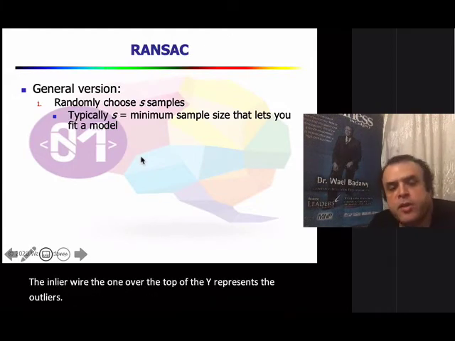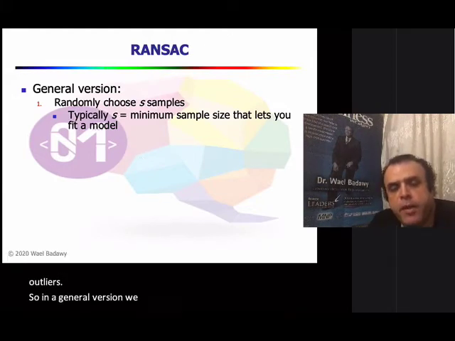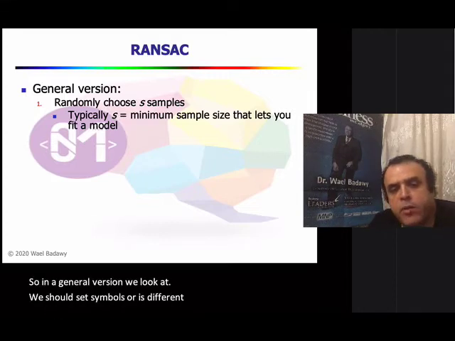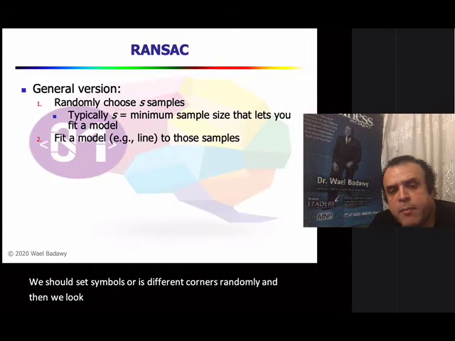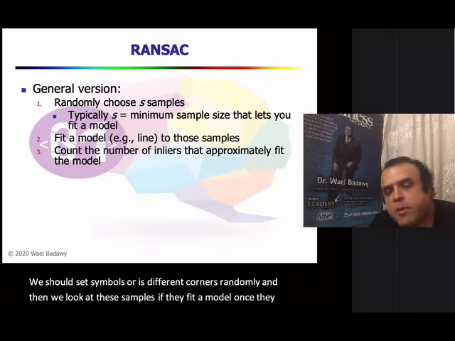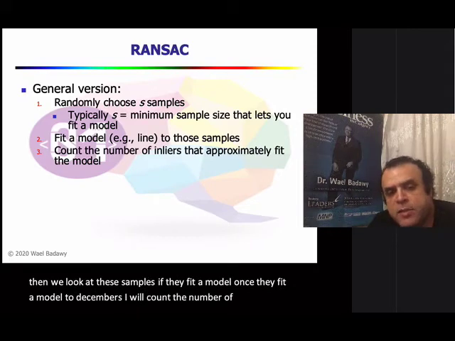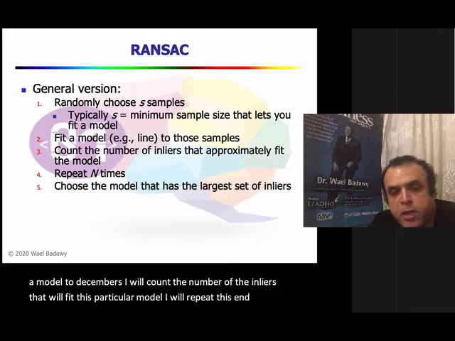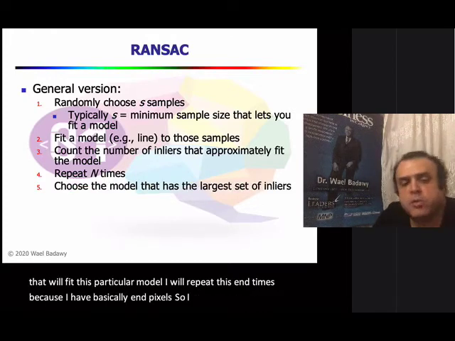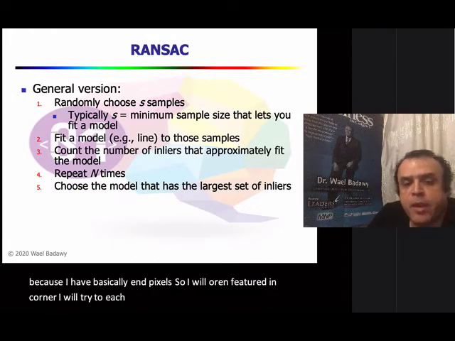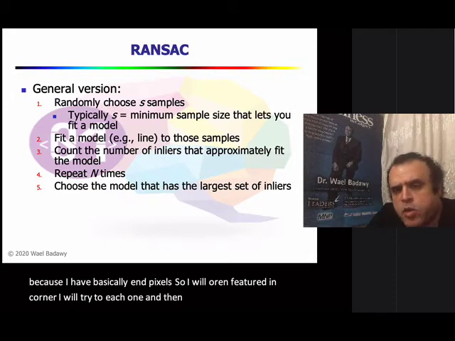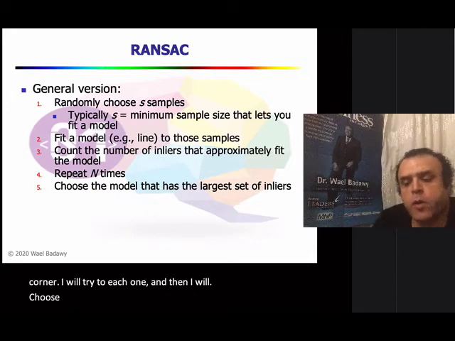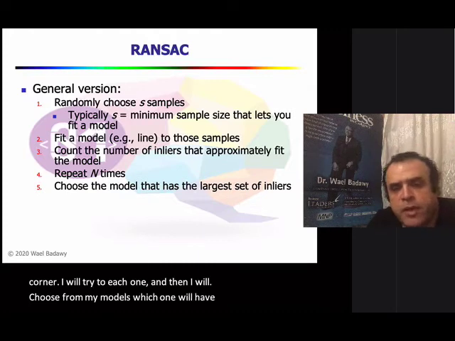So in a general version, we choose sample sets of different corners randomly, and then we look at whether these samples fit a model. Once they fit a model, I will count the number of inliers that fit this particular model. I will repeat this n times because I have n pixels, or n features, or n corners, and I will try each one. Then I will choose from my models the one which has the maximum set of inliers.